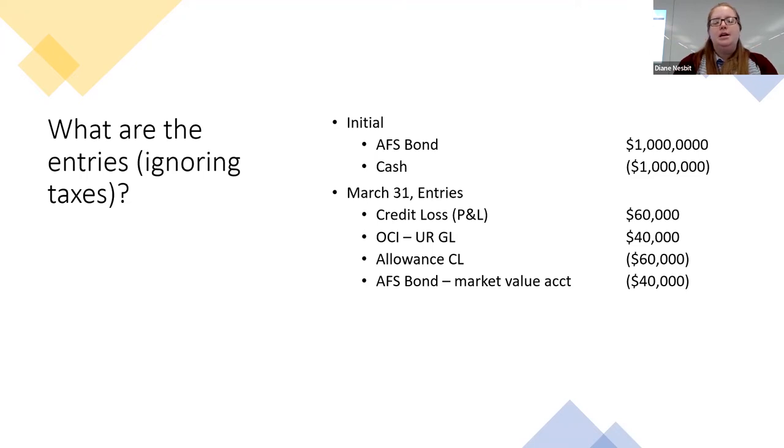what's running through OCI as just a regular mark to market versus what is running through as an allowance. So in this case, because we determined that the credit loss amount was $60,000, our debit would be to the P&L in some kind of credit loss account, however you want to label it, and the credit would be to an allowance account on the balance sheet. And then the portion related to interest rate risk still runs through OCI just like it has before. So you'll see the debit to OCI for $40,000 and the credit to your regular market value account on the balance sheet.